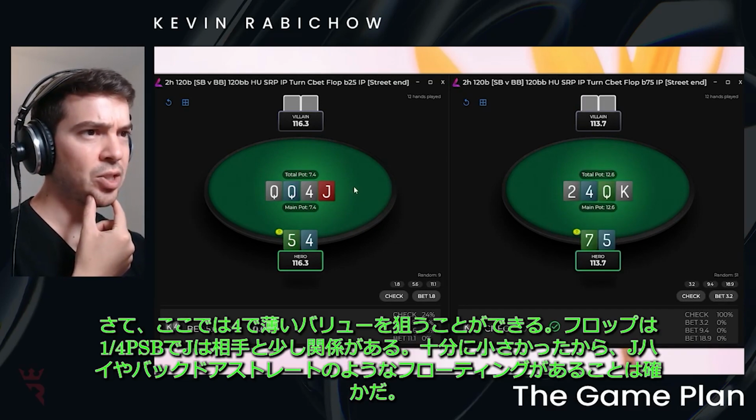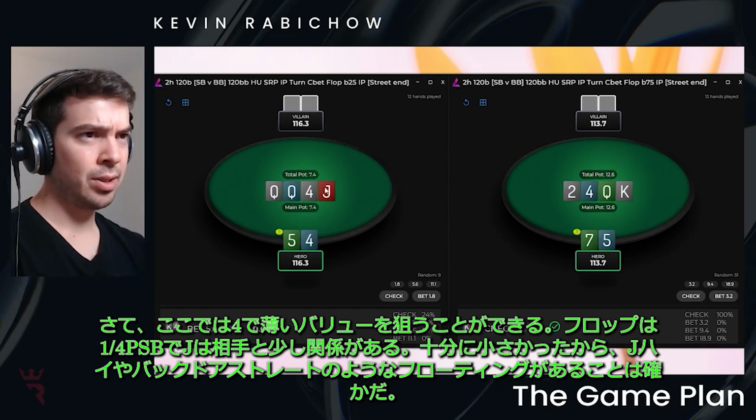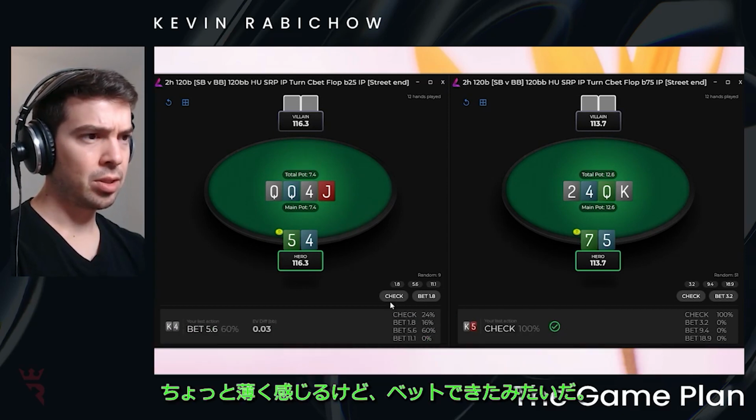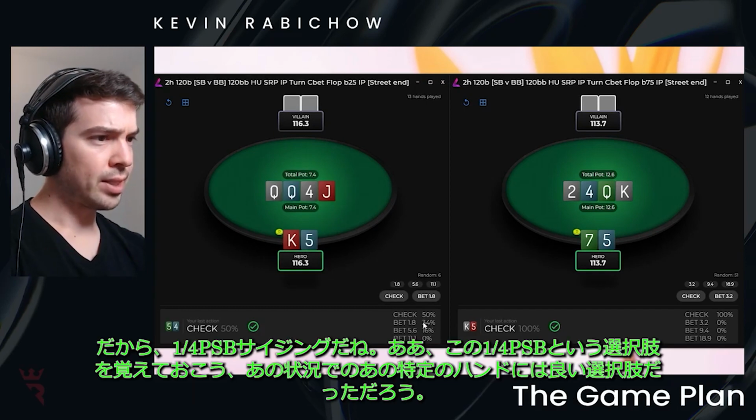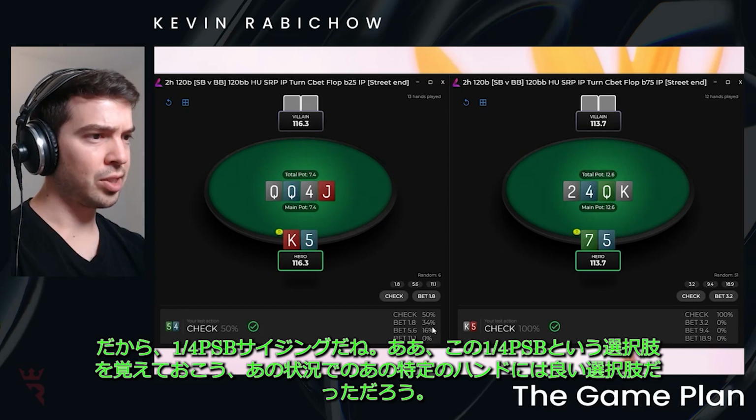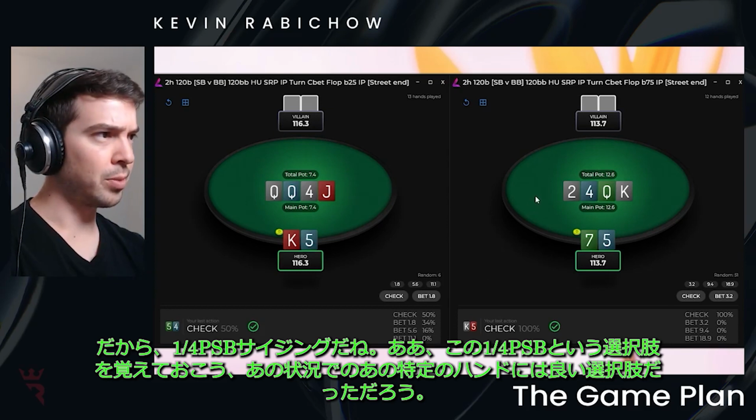The jack connects with my opponent a bit on the quarter pot flop. That's small enough that there's going to be some jack high floats, some like 3-card straight type floats for sure. It feels a little thin. We could bet. So that quarter pot is a sizing. Yeah, I'm supposed to be reminding myself of this quarter pot option. And that would have been a good option for that particular hand.